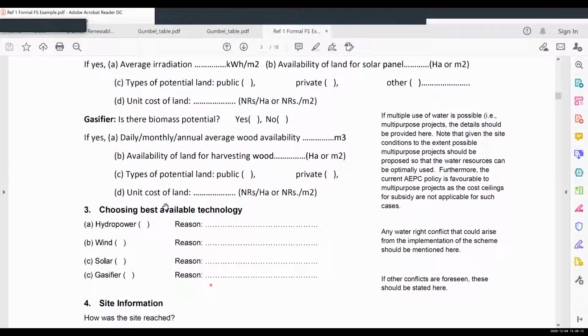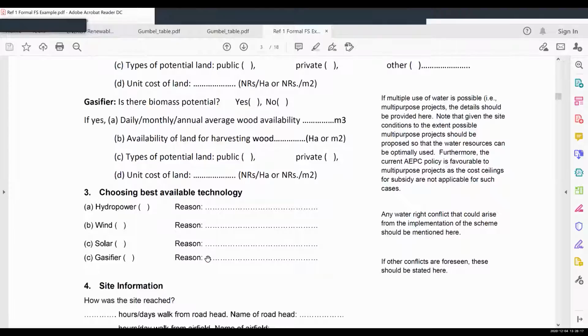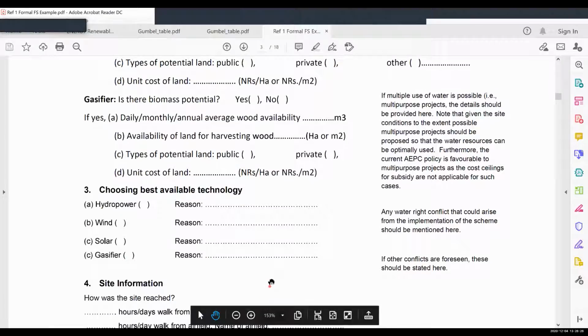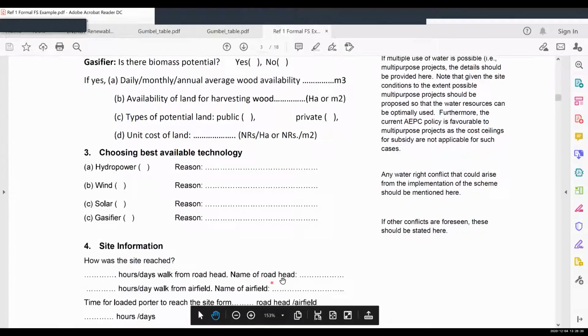So we have to justify why we want to build this hydropower here. As a hydropower engineer, I know this, but nowadays the other sources of energy are also getting very cheap and attractive. Okay?